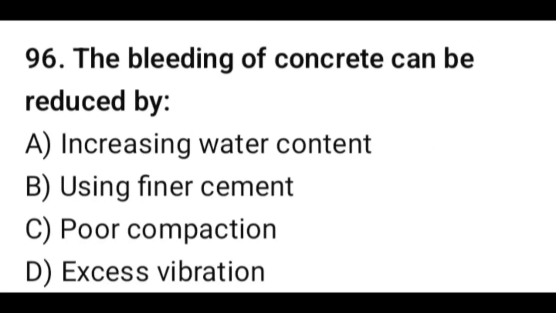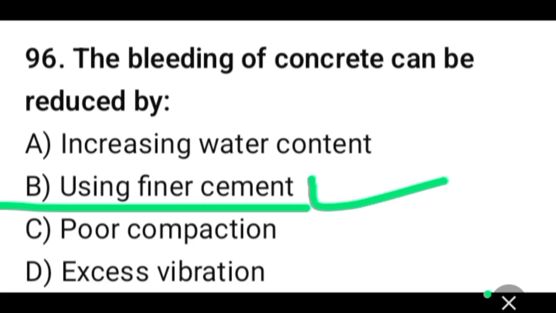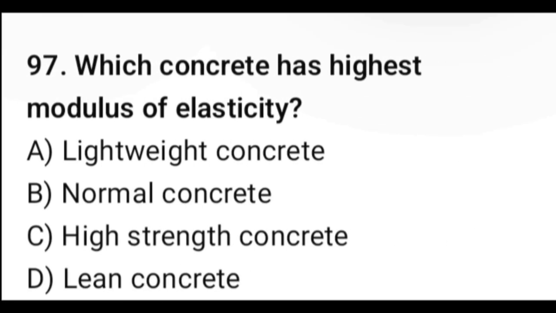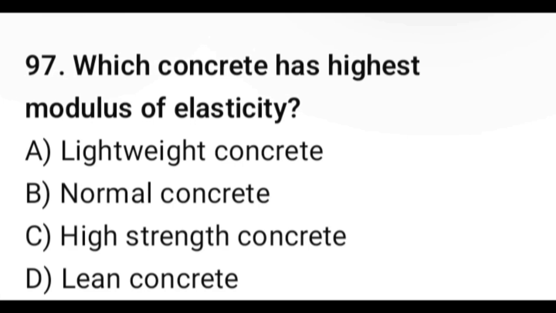Next question. The bleeding of concrete can be reduced by option A is increasing water content, option B using finer cement, option C is poor compaction, option D is excess vibration. So the right answer is option number B, using finer cement.